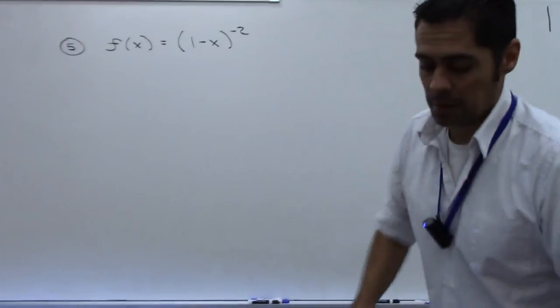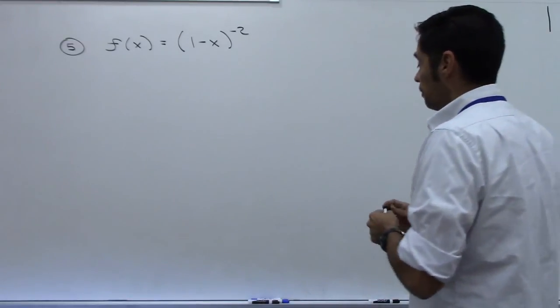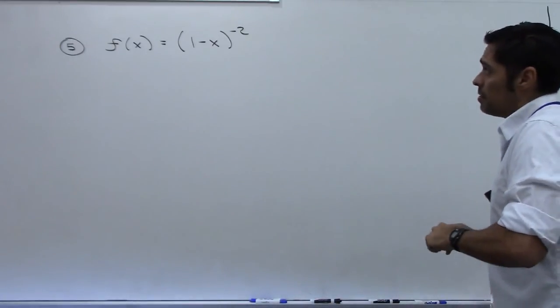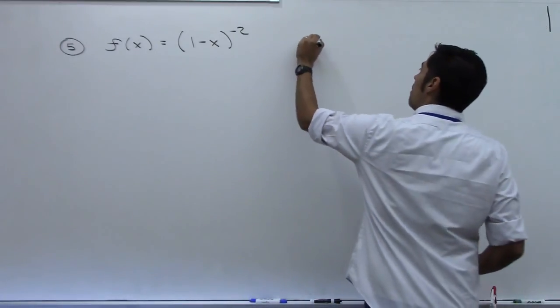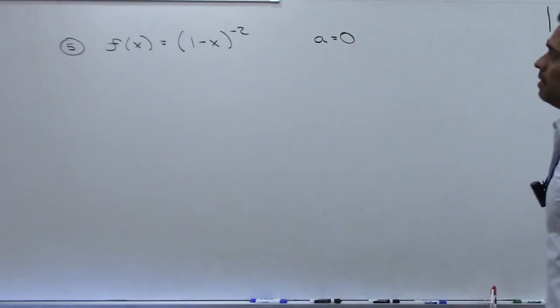And we're going to assume that there is a Maclaurin series for this. That's what it says. So, well, what is a Maclaurin series? A Maclaurin series is a Taylor series about a equals 0. That's what a Maclaurin is.